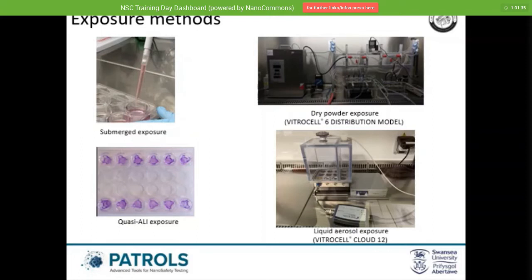The next method, which is slightly more physiologically relevant, is the quasi-ALI exposure. This is where a specific volume of media is placed onto the apical surface of the membrane, but does not cover the whole surface, and therefore is quasi-exposed to the membrane. The next 2 exposure methods are more advanced and again try to replicate more of a physiological exposure method. This is both the dry powder exposure and the liquid aerosol exposure. These have now both been obtained by Swansea University, and we look forward to actually implementing them within our work.